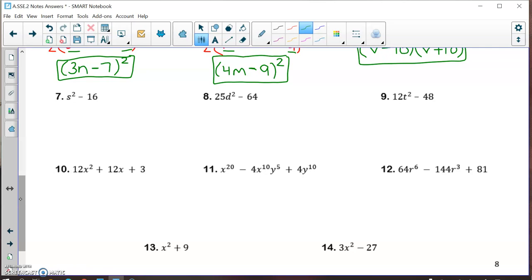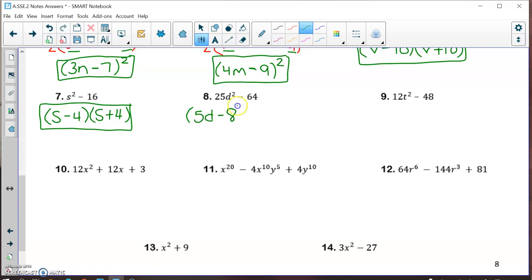This is a difference of two perfect squares. So you take the square root of your first term minus the square root of your second term, times the square root of your first term plus the square root of your second term. This is fully factored. In number 8, this is a difference of two perfect squares. You take the square root of your first term, which would be a 5d, minus the square root of your second term, times the square root of your first term plus the square root of your second term. That is fully factored.